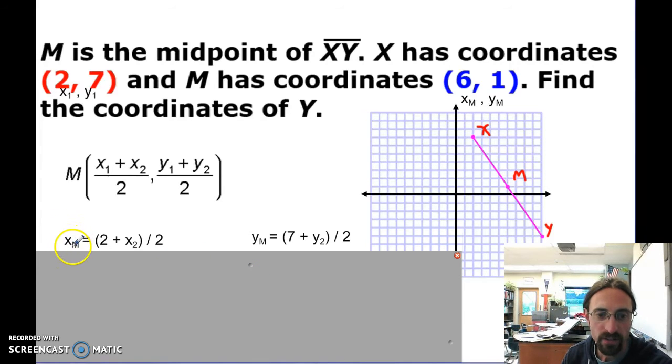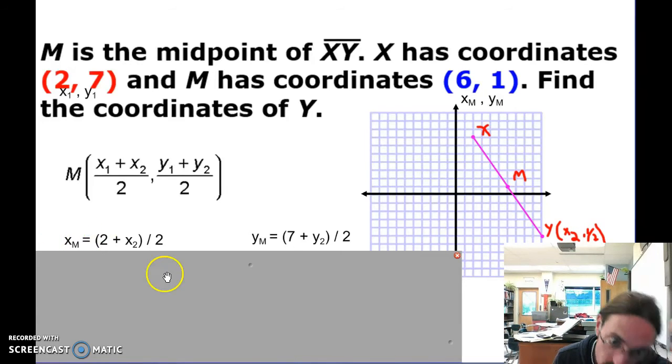So the midpoint of x, typically we think of as x1, and I've assigned this is x1, y1, and x2, y2 are the coordinates here. I don't know what they are. x2, y2. I don't know what those coordinates are, so I'm going to set it up.